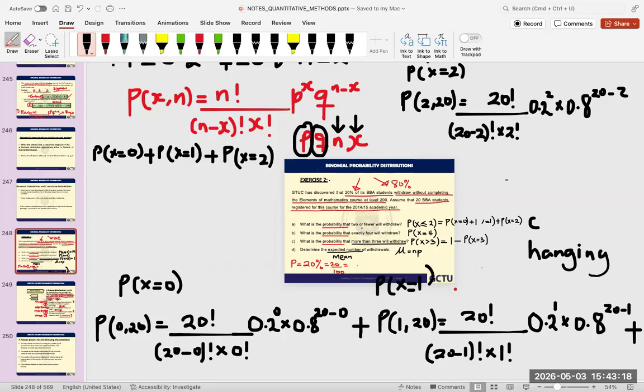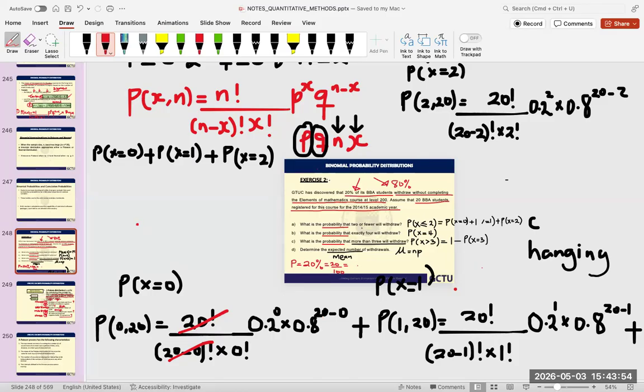So those doing it, I said this first one, 20 minus 0 will be 20 factorial. So you see that this 20 factorial will cancel this 20 factorial. So you don't do any calculation here. It's only this side. 0.2 to the power 0 is 1. So the actual calculation you are doing is this one, 0.8 raised to the power 20. That's what you need to press on your calculator. And by now you should be able to do this.